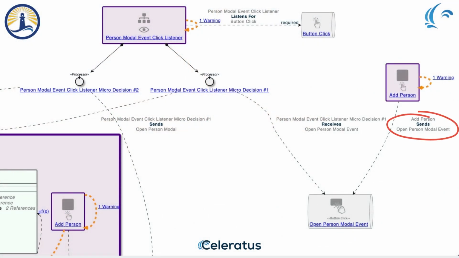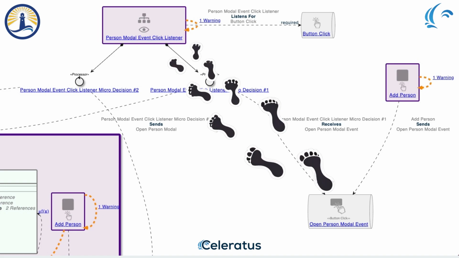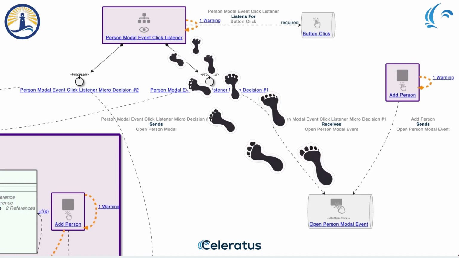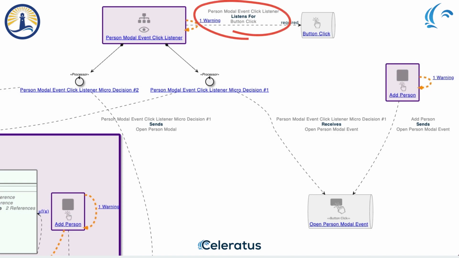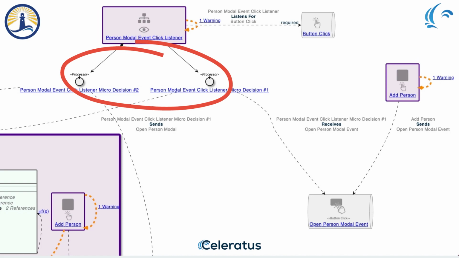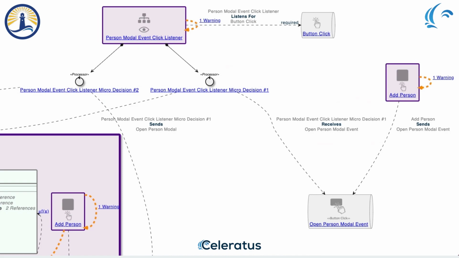Starting with the Add Person button, we see that it sends an event called Open Person Modal Event. We can follow the connections from this event back to the decision called Person Modal Event Click Listener. It has been configured to listen for button clicks. We can also readily see that it has two micro decisions, one of which is waiting to receive the Open Person Modal event emitted by the Add button.